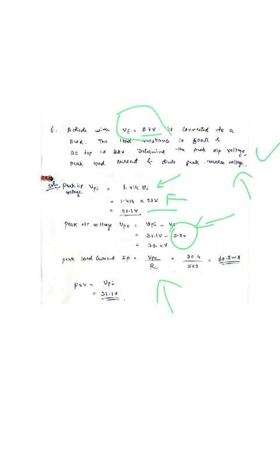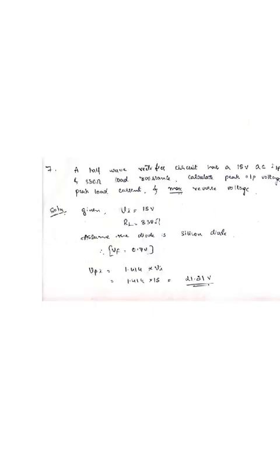So peak load current IP is equal to VPO divided by RL. VPO is 30.4, RL is 500 ohm. When you substitute it, you will get 60.8 milliamp. PIV is given by VPI, that is nothing but 31.1.